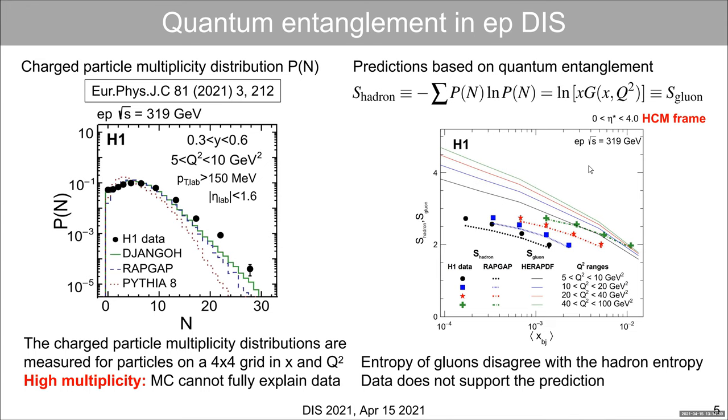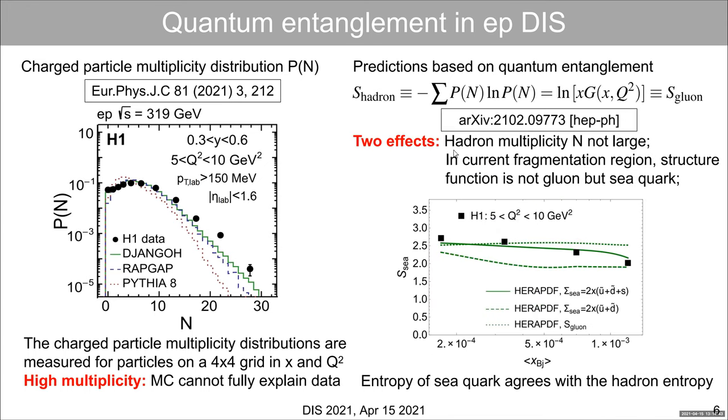but we consider two more effects into account. The first effect is that the hadron multiplicity N is not very large and it can't be dismissed in the S hadron calculations. Secondly, in the current fragmentation region at small x, the partons that interact with the virtual photons are sea quarks, not gluons. So we get the new measurement here. Similarly, the x-axis is the binned x, and in this plot the data points can be described by the PDFs from the sea quark. It indicates that the entropy of the sea quark agrees with the hadron entropy. So based on this, the prediction can be tested and established, and our content about quantum entanglement is finished.